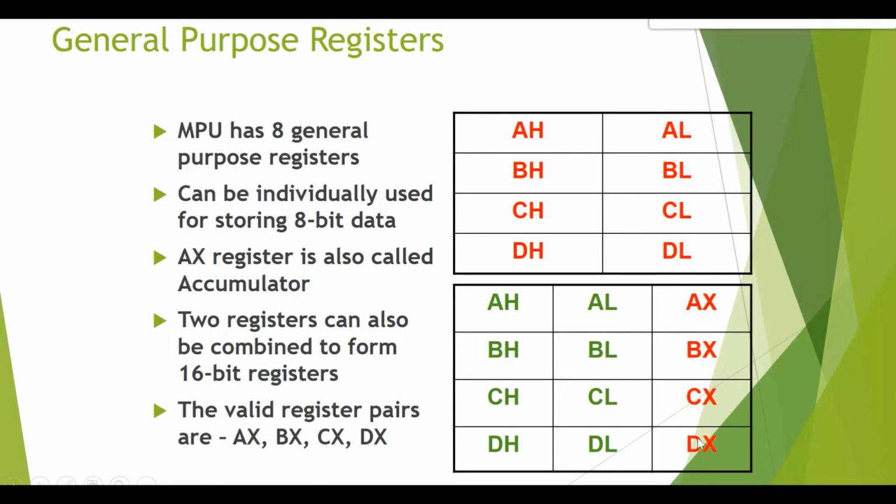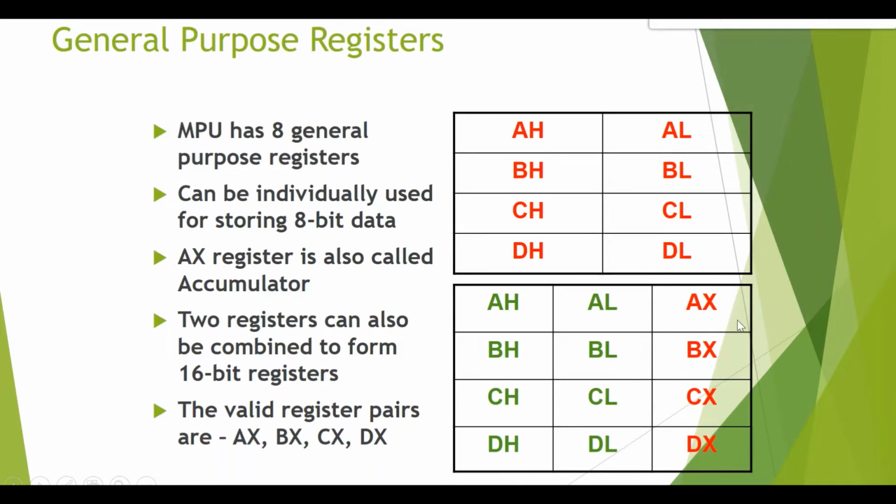Now these 16-bit registers can be divided into two registers that hold the higher byte and the lower byte, or they can be considered as separate 8-bit registers. So we have AH and AL for the accumulator, BH and BL for BX, CH and CL for CX, and DH and DL for DX. Here H represents the higher byte register and L represents the lower byte register. So in the 8086 microprocessor we have 4 general purpose registers, AX, BX, CX and DX.